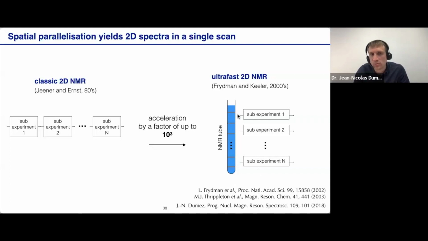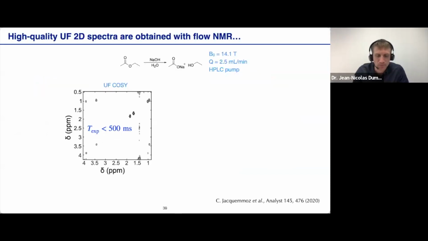It's a very general principle that can be applied to essentially arbitrary 2D experiments. And as I mentioned in the introduction, it has proven useful for reaction monitoring, and we were curious to use it for online reaction monitoring on a flowing sample. And so we tried that.